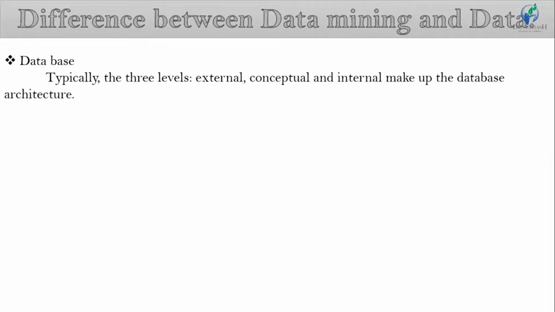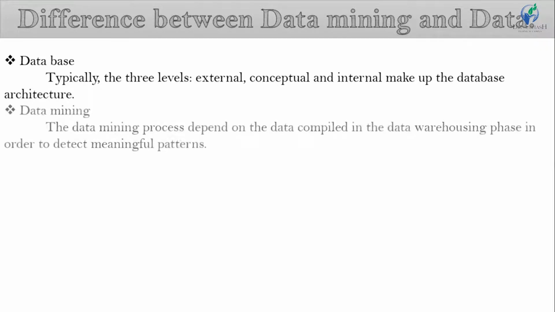Next, in a database, typically the three levels, external, conceptual, and internal, make up the database architecture. In data mining, we have seen that the data mining process depends on the data compiled in the data warehousing phase in order to detect meaningful patterns. So, I hope you can understand the basic difference between database and data mining. Now, next I discuss machine learning and data mining concepts.